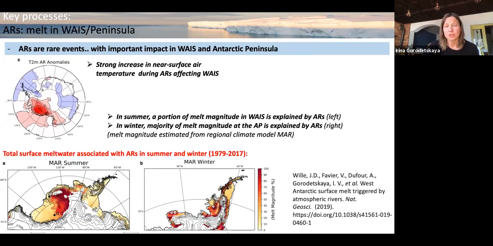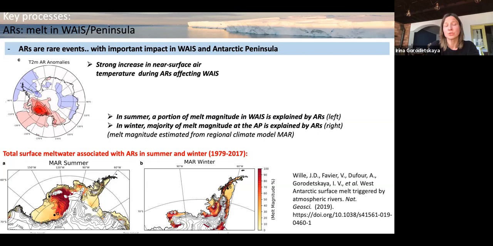So that was about precipitation, and then I will quickly touch on the melt impact. As I showed, they have an important increase in temperature. So they have both moisture and temperature increase associated with atmospheric rivers here in Antarctica. The ARs that arrive in West Antarctica show an anomalous increase in the near surface air temperature, on the top plot.